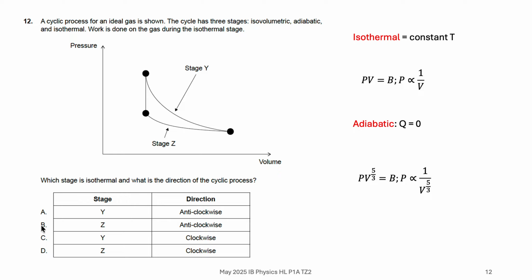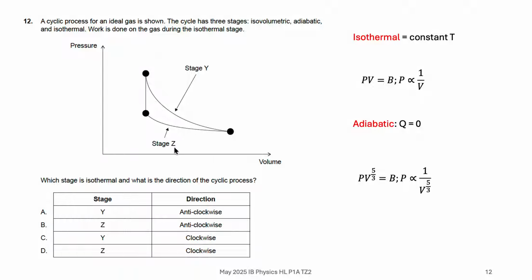Now the question is, if we now know that we're looking at Z being our isothermal process, we know that the answer is either B or D. We need to now work out whether we're going this way or this way. Now, let's have a look at the question. It tells us work is done on the gas during the isothermal stage. So we know that during stage Z, work is done.